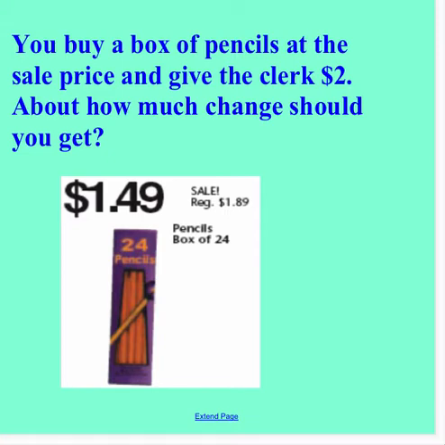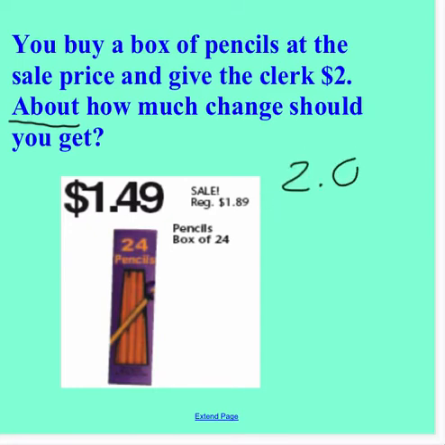Now we're going to imagine that you buy a box of pencils at the sale price and you give the clerk $2. About how much change should you get? Here we have this word about. About is a key word that means we need to estimate. It's saying about how much change am I going to get, not exactly how much change am I going to get. So I'm giving my clerk or the cashier $2.